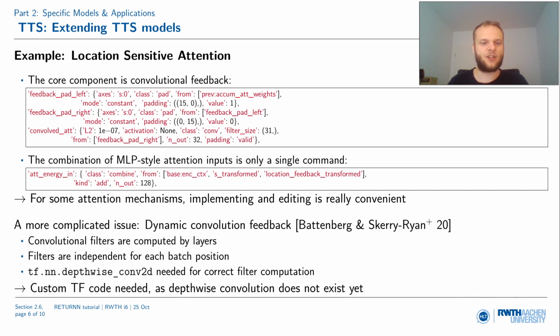And because we do not have an implemented layer yet in RETURNN, to implement this, custom TensorFlow code would be needed. And this means that here we have a lack in flexibility. So here we would need additional overhead to create the custom layer in our config file and then implement this dynamic convolution feedback.